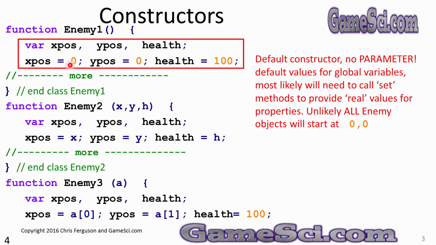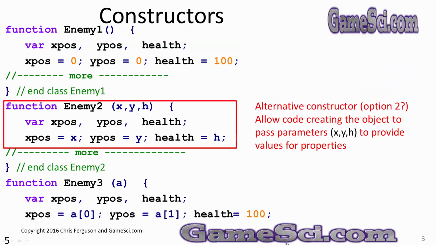X position 0, Y position 0 means all your enemies are going to show up in the top left corner. If you don't want all your enemies in the top left corner, you're going to have to improve this constructor a little bit. And that's what enemy2 does. This is an alternative constructor. Let's call this option 2.